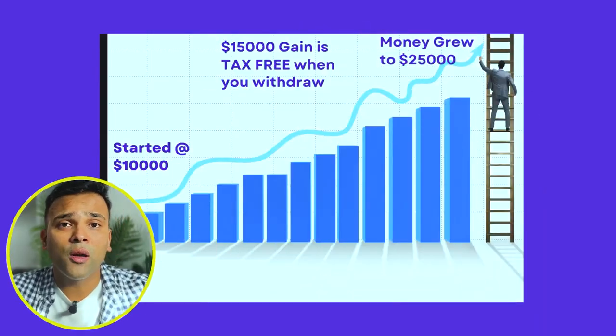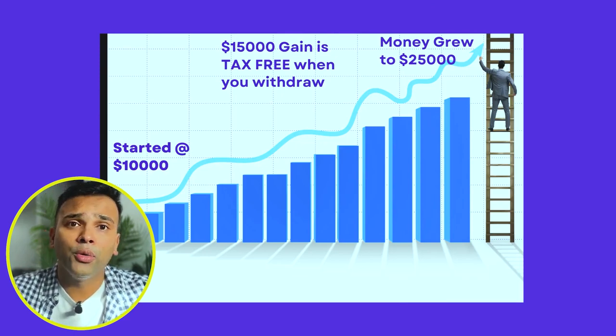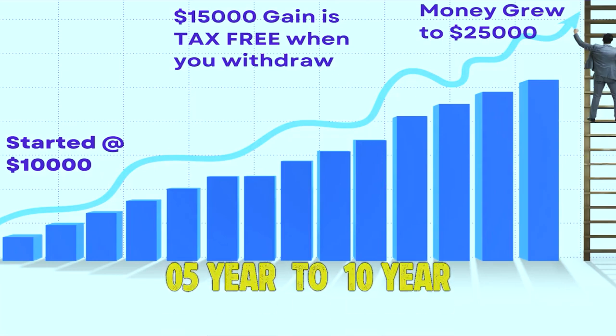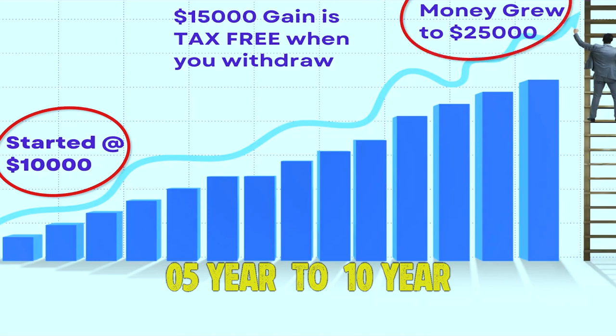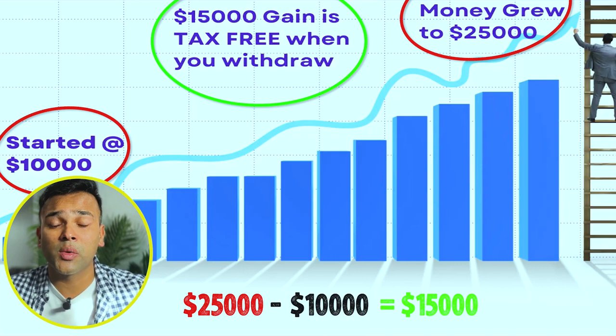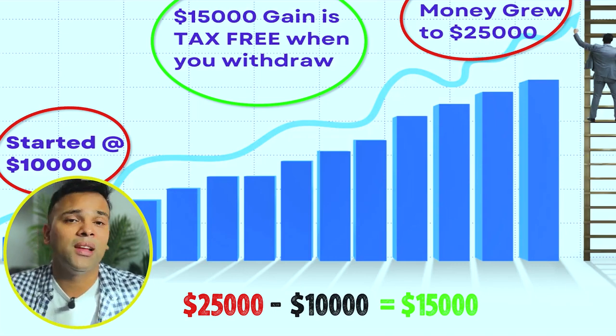So I'm going to give you an example here on the screen, guys. Let's say you have $10,000 in your TFSA and it grew to, let's say, $25,000 over a 5-year or 10-year period. When you withdraw that $25,000, you pay no tax on that $25,000. In this case, your gain is $15,000 because you had $10,000 invested and now it's $25,000. So $25,000 minus $10,000 will be $15,000. That's your gain, but you don't pay any tax because that investment was registered under a tax-free savings account. That is the main benefit of this TFSA.